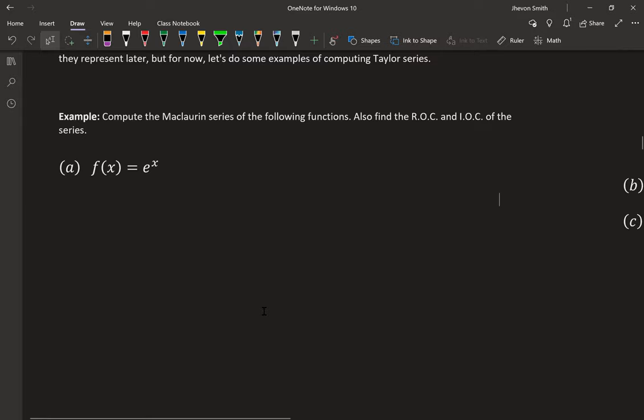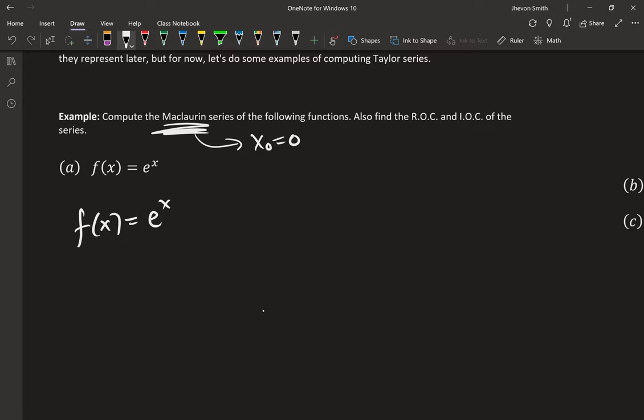There's no indication of what a power series for this would look like, or if one even can work. However, let's take the cue from what we did before. I want to find a Maclaurin series, which means x naught equals zero. So I need to find a bunch of things. Of course, my f of x is going to be e to the x, which means f of zero is one.